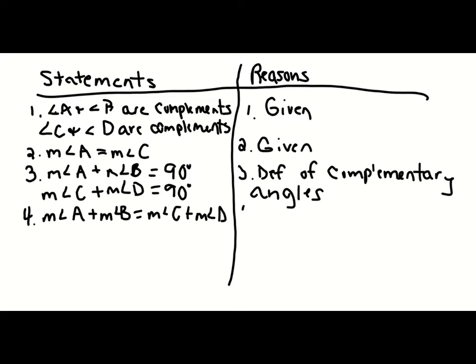Now, do you guys know why? What do you think? What did we do in 3? We had both statements, and they were both equal to 90 degrees, and we cut out the 90 degrees. So even though you want to say substitution, this is not substitution. This is our transitive property. We cut out the middleman.